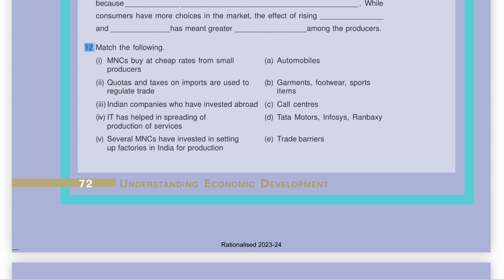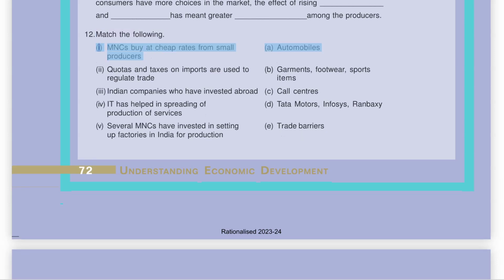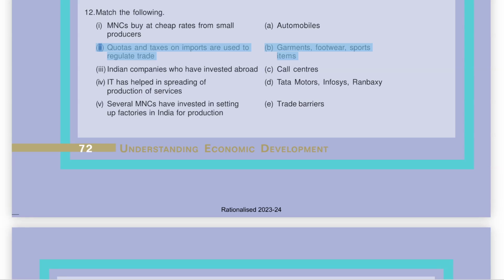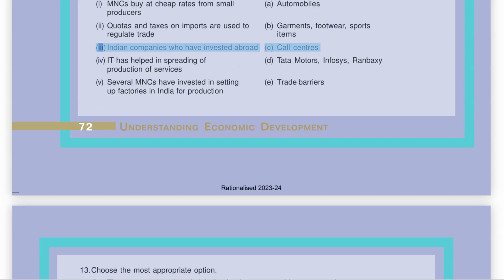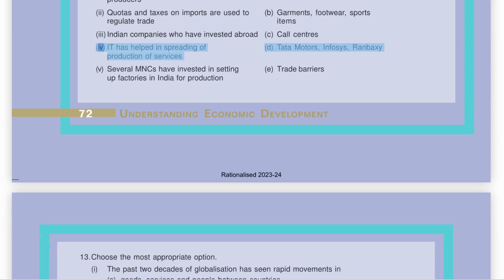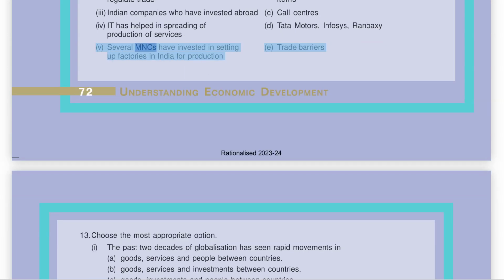12. Match the following. 1. MNCs buy at cheap rates from small producers. A. automobiles. 2. Quotas and taxes on imports are used to regulate trade. B. garments, footwear, sports items. 3. Indian companies who have invested abroad. C. call centers. 4. IT has helped in spreading of production of services. D. Tata Motors, Infosys, Ranbaxy. 5. Several MNCs have invested in setting up factories in India for production. E. trade barriers.